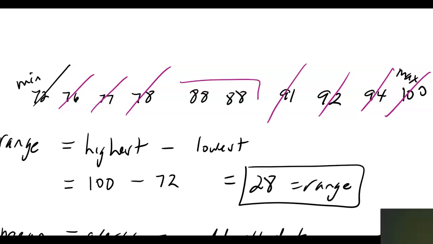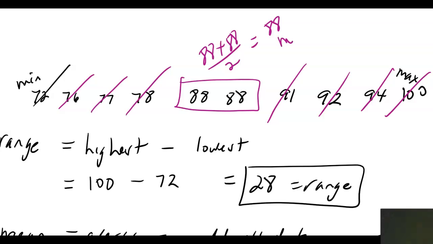And so we're left with two values. We can't cross those off because if we cross them off, we have nothing left. So we're left with these two values, and we need to add them and then divide by 2. Of course, that's going to give us a middle value or a median of 88. But sometimes those two numbers that we're left with are different numbers, so be sure to add them and divide by 2 to find the median.